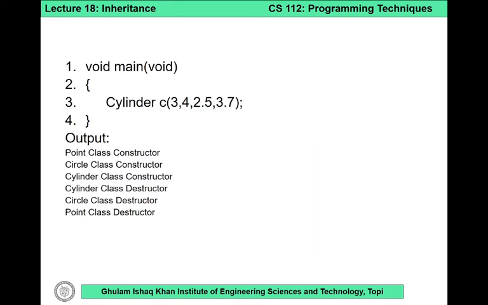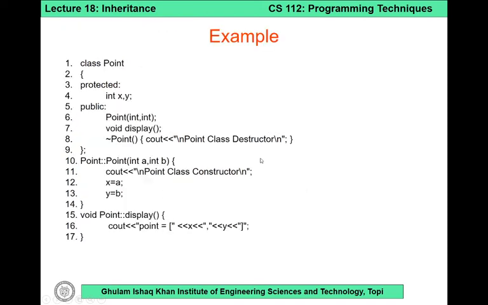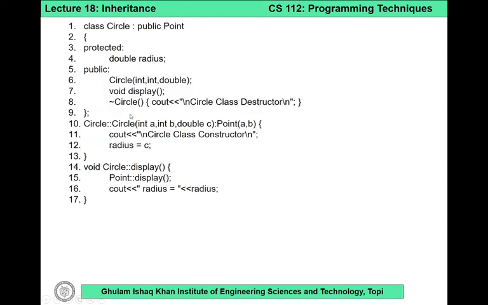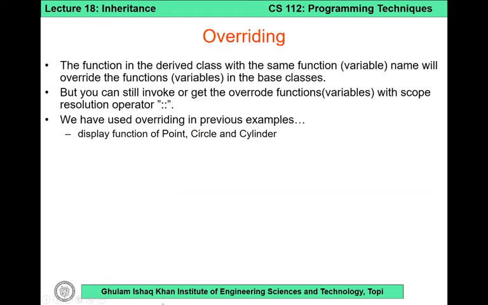Then we have another concept which is called function overriding. Although I did explain it to you in detail in the previous lecture, because the function overriding concept is simply being used in this case study of point, circle and cylinder, I thought it better to explain it to you in the previous lecture.